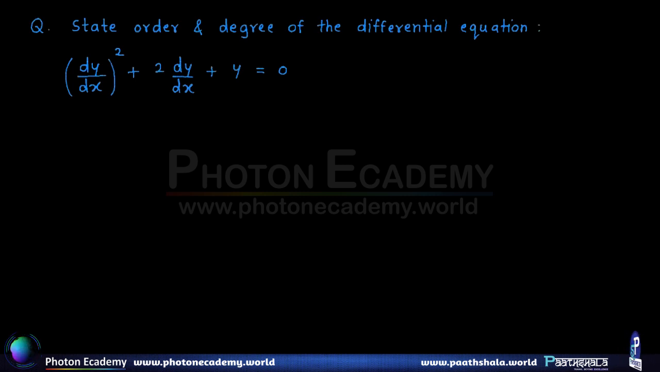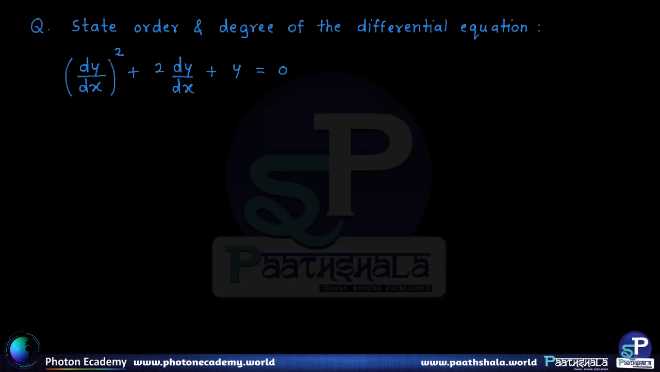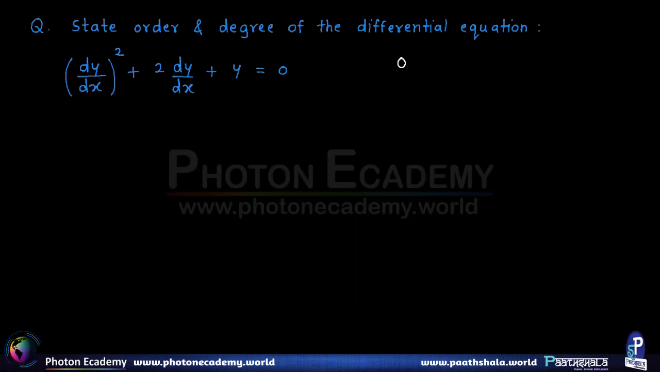Now here is the first question: state the order and degree of the differential equation given by (dy by dx) the whole square plus 2 dy by dx plus y equal to 0. Let us first identify the order. Visually, which is the highest order derivative present? It is the first order derivative only, which is dy by dx. So the order of this equation is 1.